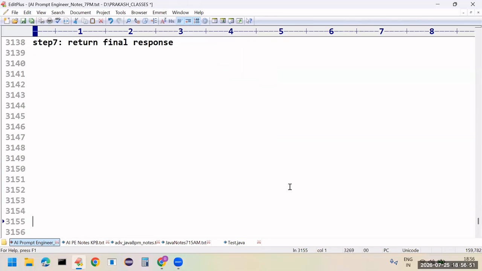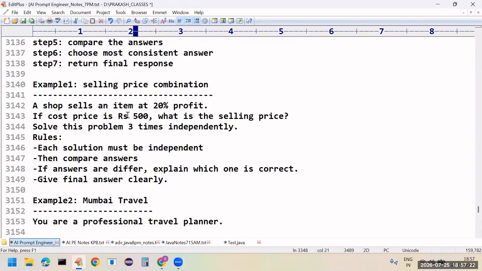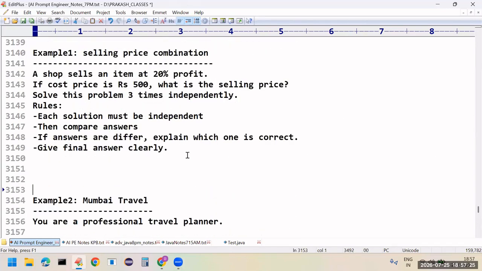Let's take some examples so that you can understand well. So one by one, I will take examples here. The examples are already there, I will just copy and paste them and we will go for an explanation one by one. Around 10-15 applications are there. Just have a look once, please. First example: selling price calculation.